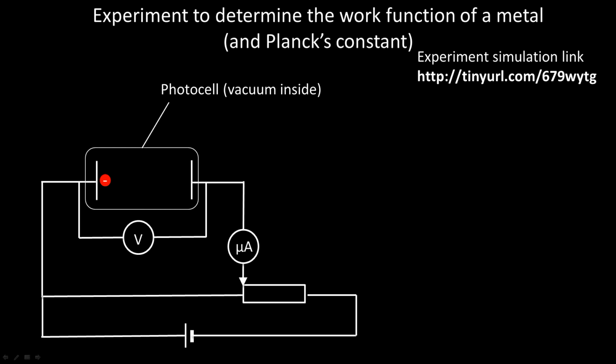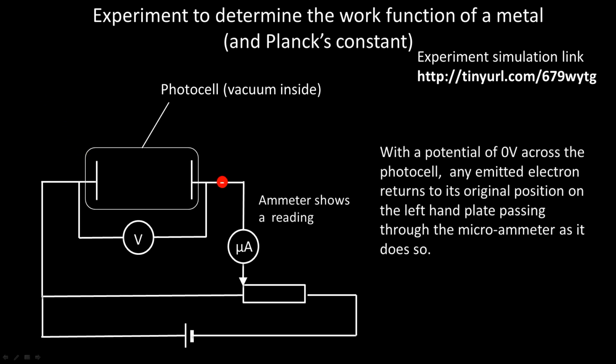Now, what happens here then is that if we have the potential divider in the position we've got shown here, there is no potential difference across the photocell. So the photon comes in, knocks the electron across. If it gets across the photocell, it ends up going round the loop through the microammeter, which measures a current. Okay, and that's with 0 volts across the photocell, because the potential divider is on the left-hand side here.